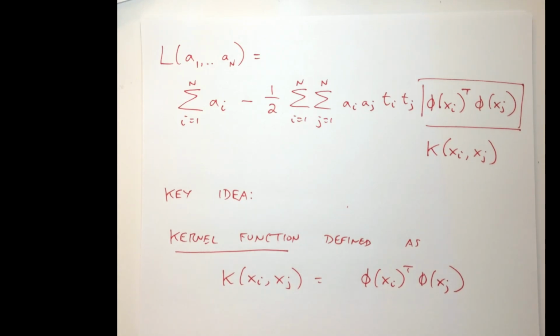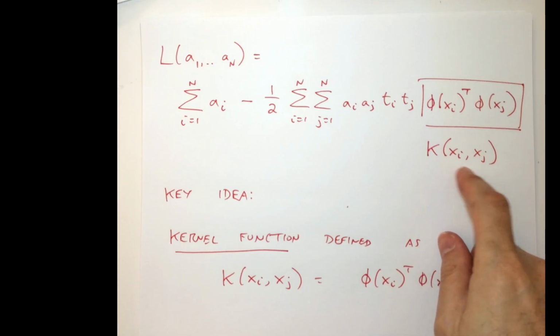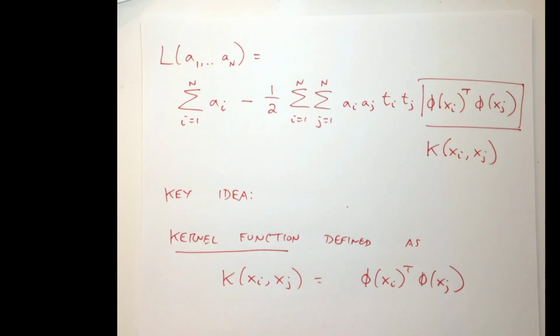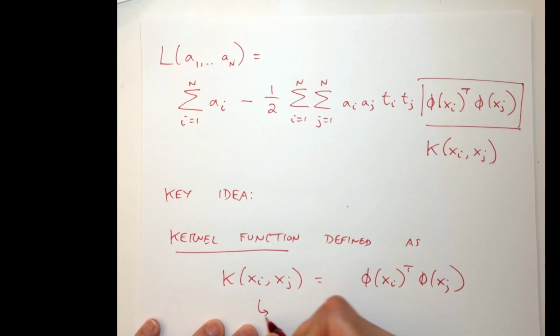Okay. So let me try to bring this all together here. The reason I care about this is that now, if I could tell you this function, and since I have n data points, this is basically just an n by n matrix, right?